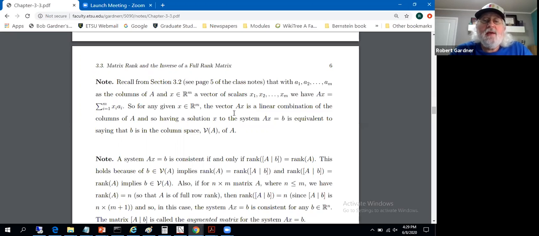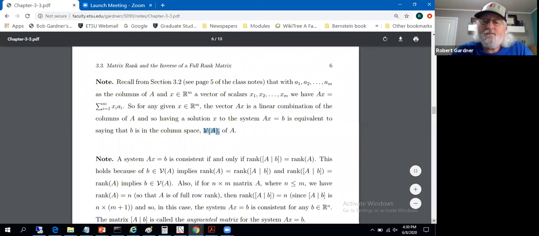So in the computation, matrix A times column vector X, you're getting a linear combination of the columns of A. So saying that there's an X such that AX equals B is equivalent to saying there's a linear combination of the columns of A that equals B. That is equivalent to saying that vector B is in the column space of matrix A. Remember our notation for column space.